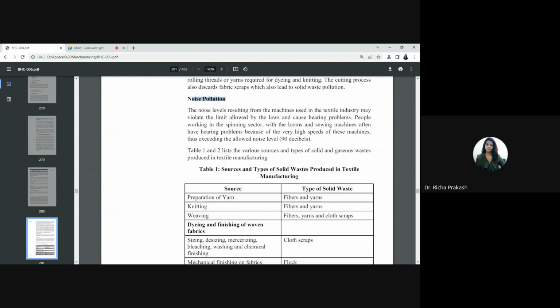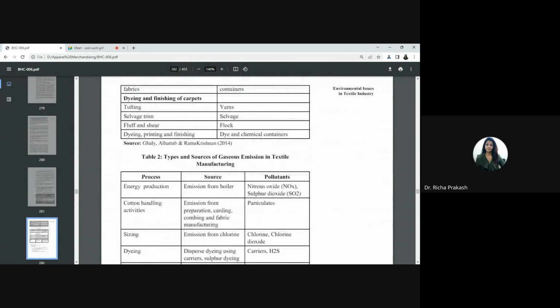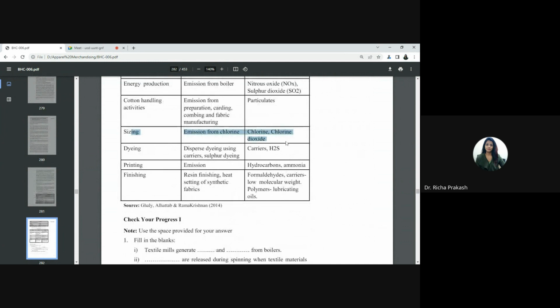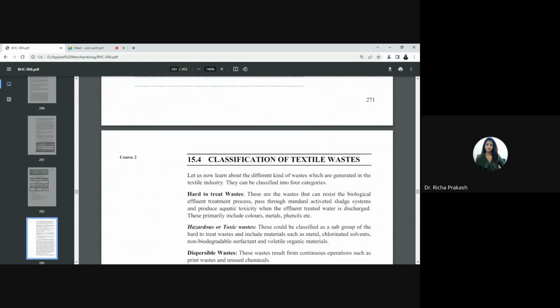Of course noise pollution, lots of machinery is being used, noise pollution होना ही है. At different levels, dyeing से क्या होता है, कौन सा chemical निकलता है, क्या source है, क्या pollutants हैं, please read it on your own.